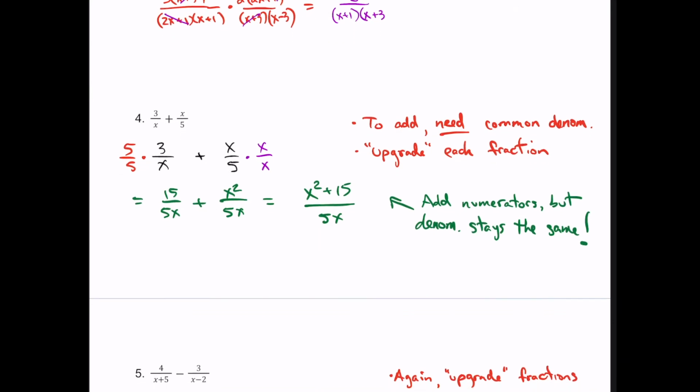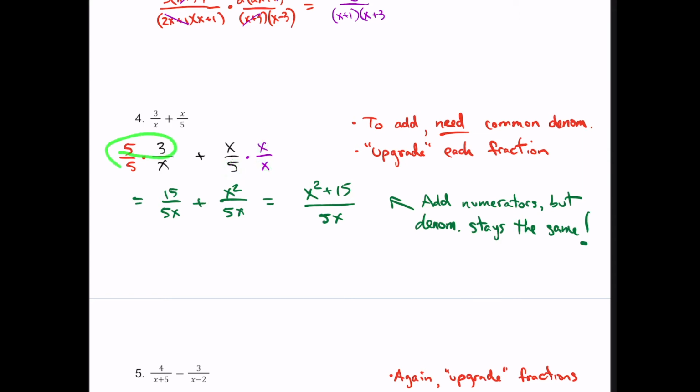Now, to add fractions, you need a common denominator, and you could see that these denominators are not the same. So we're going to upgrade each fraction so that they match. So what would the common denominator between 5 and x be? It would be 5x. So we came up with a plan to make that happen. In order to turn this into 5x, it would need to be multiplied by 5 over 5. It has to be something over itself. In order to turn 5 into 5x, you have to multiply by x over x.